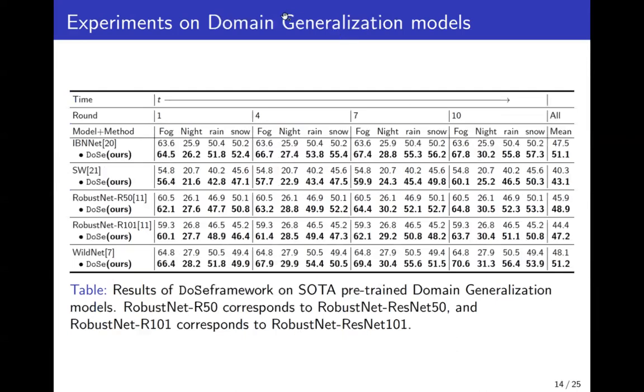So coming to domain generalization settings, we take the state-of-the-art domain generalization methods for urban scene segmentation, IBN-Net, Switchable Whitening, RobustNet, and WildNet, and we apply our current setting on top of them. We can observe that the performance improves significantly. For example, in RobustNet, we can observe around 3% absolute mIoU improvement.